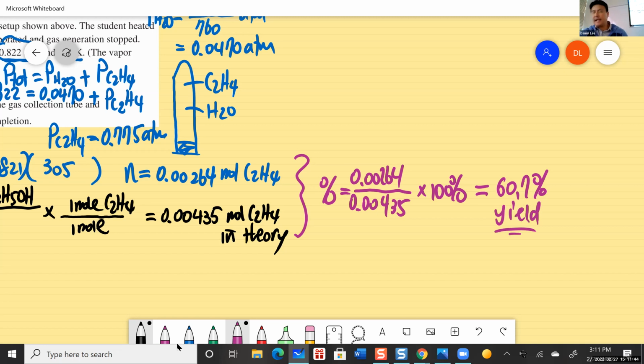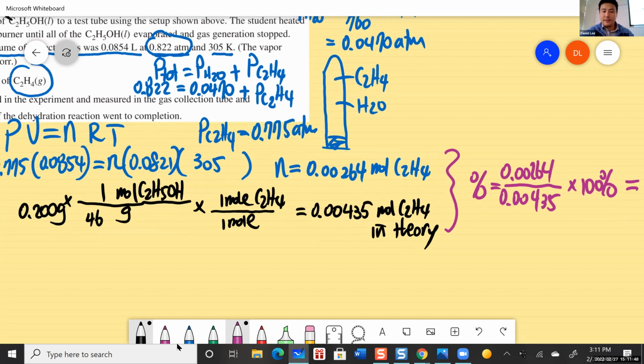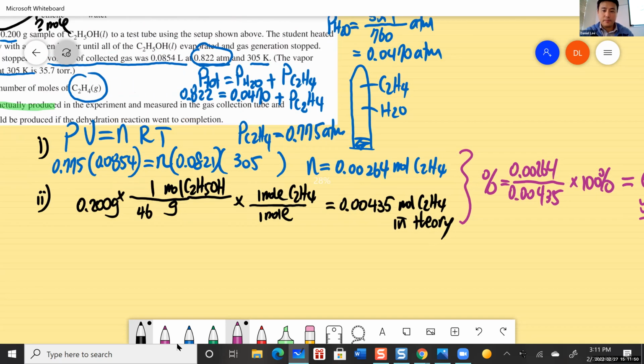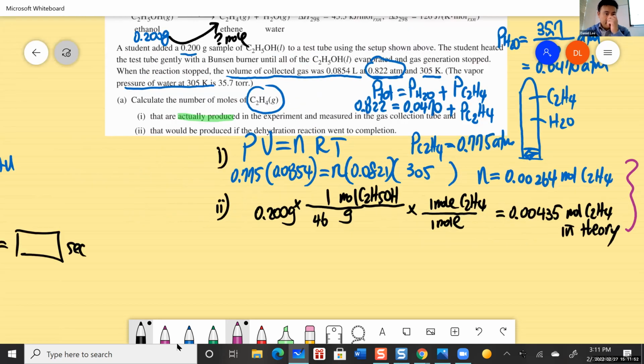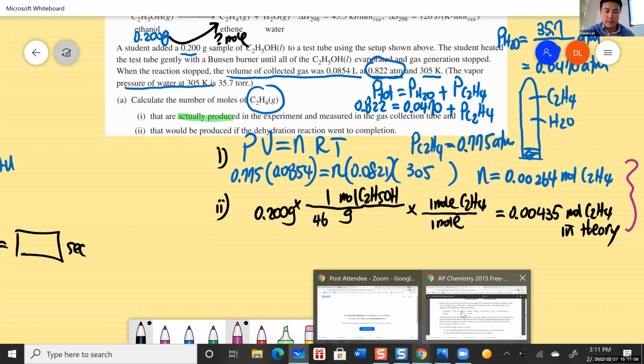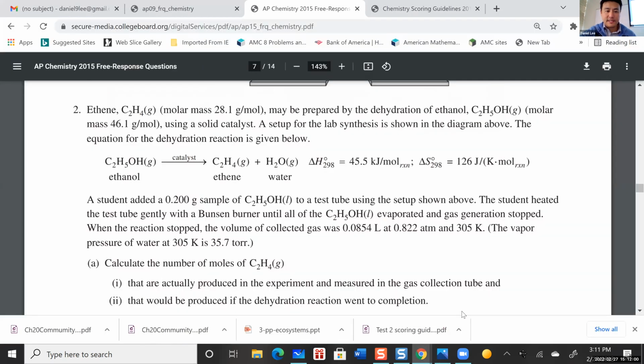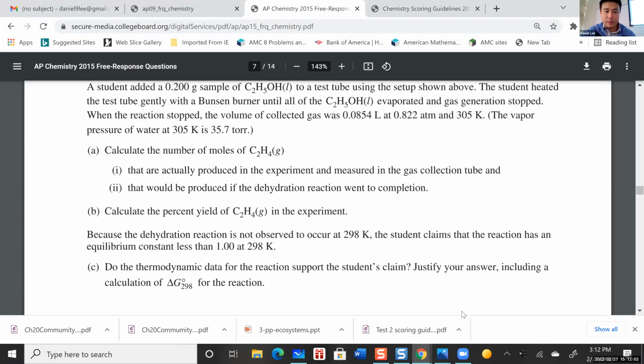So it's not 100%, right? 100% is the theoretical part. But you didn't get 100% yield, which is perfectly normal. So that's A1 and A2, you're done. This is stoichiometry with PV equals nRT. Not hard, right? Let's look at the next one. That's the percent yield. Good, we did B already.